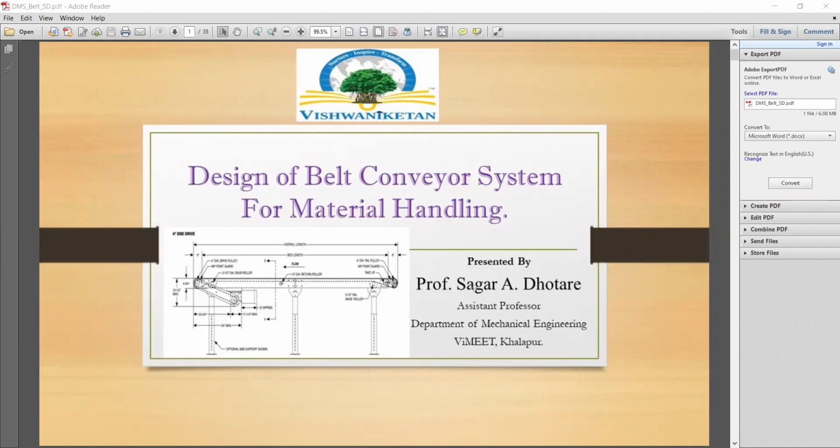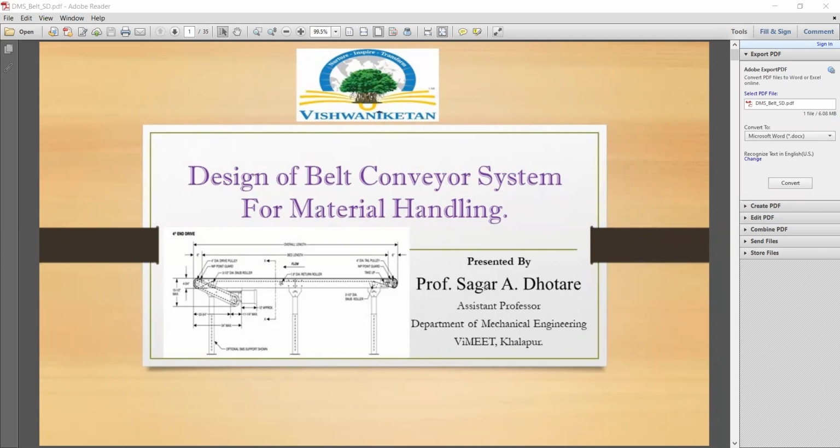Okay, I know everyone is aware of the belt conveyor. Normally we have seen these belt conveyors in sugar factories, or nowadays they are normally used in manufacturing factories, where low or medium weight materials can be transferred from one point to another point.